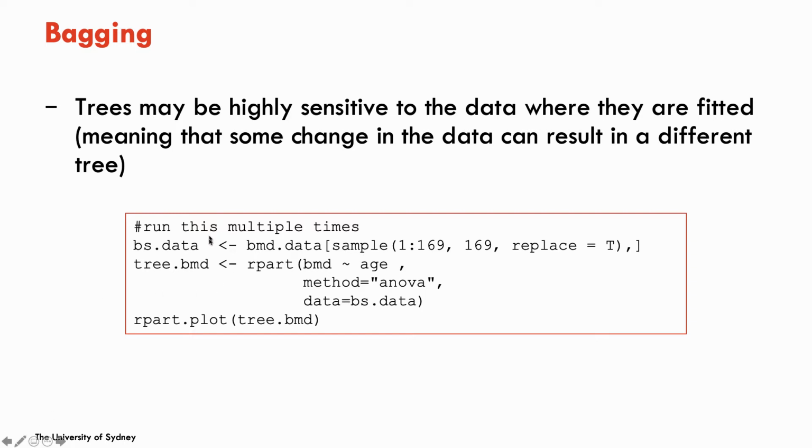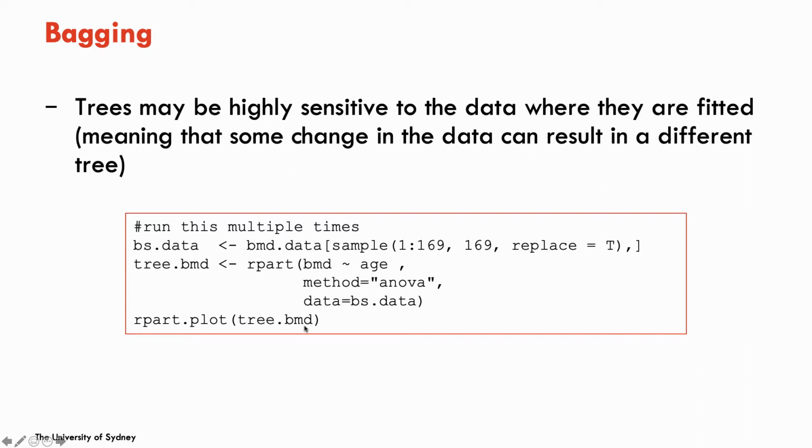So here I'm just going to do an exercise. I have the data set BMD, the one that we used before, 169 measurements of bone mineral density, and I'm going to fit a regression tree for bone mineral density using just one single predictor, age. But rather than using the original sample, I'm going to bootstrap this sample. I'm going to create a bootstrap of 169 observations sampled with replacement from the original 169 observations, and then build a tree.